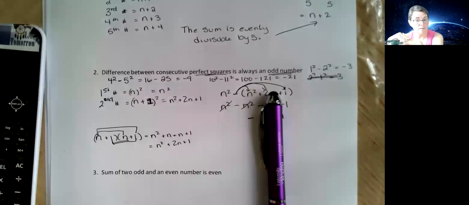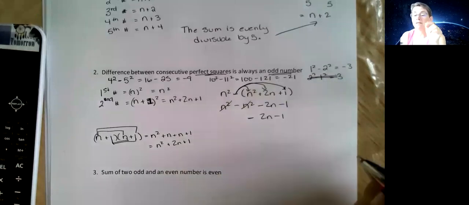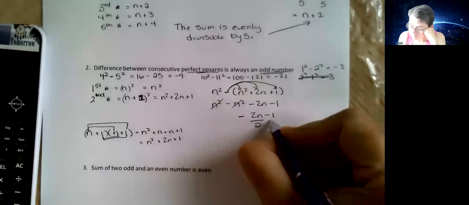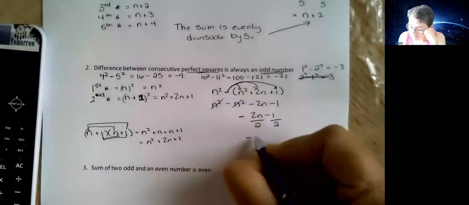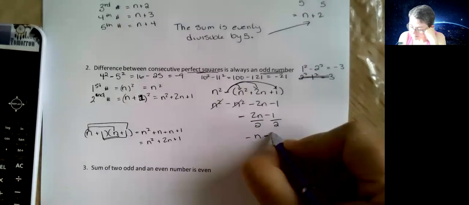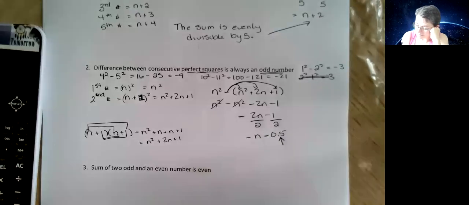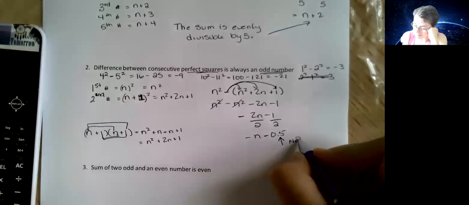Well, we haven't talked about that yet, but an even number you can divide by 2. An odd number you can't divide by 2. But whether it's odd or even, it doesn't matter, you still divide by 2. So I get minus n minus 0.5. So, not even.